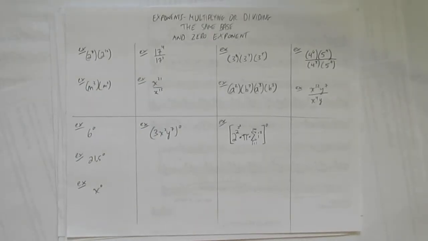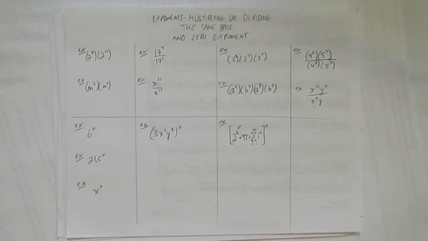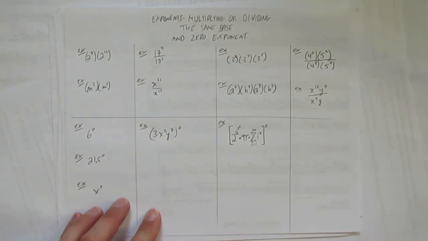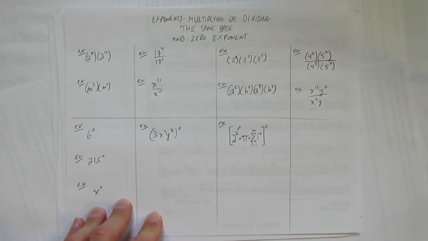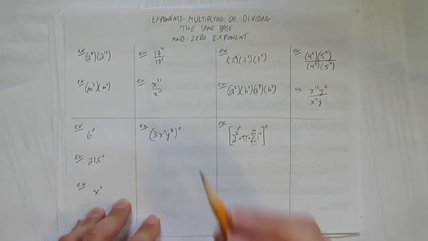In this video, we'll look at exponents, particularly three rules: multiplying the same base, dividing the same base, and then we'll talk about the zero exponent. The rules are very simple.